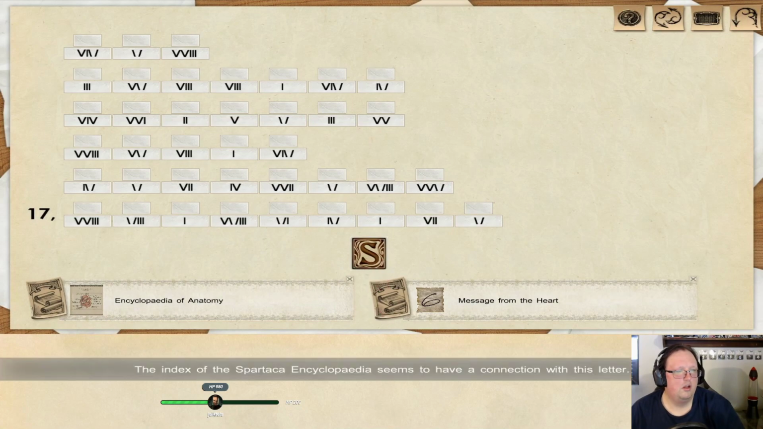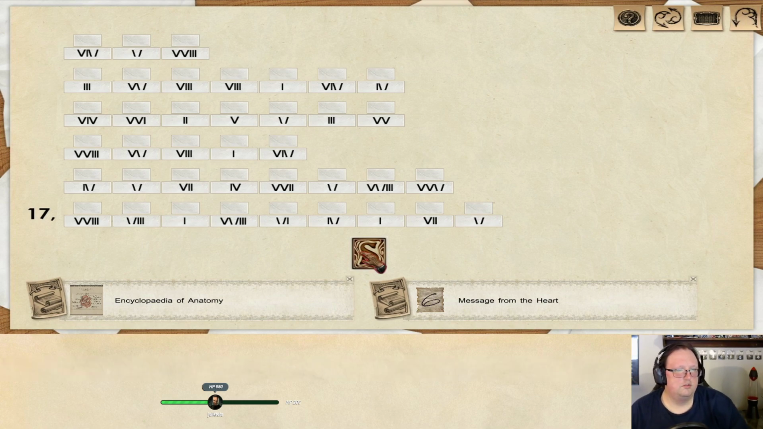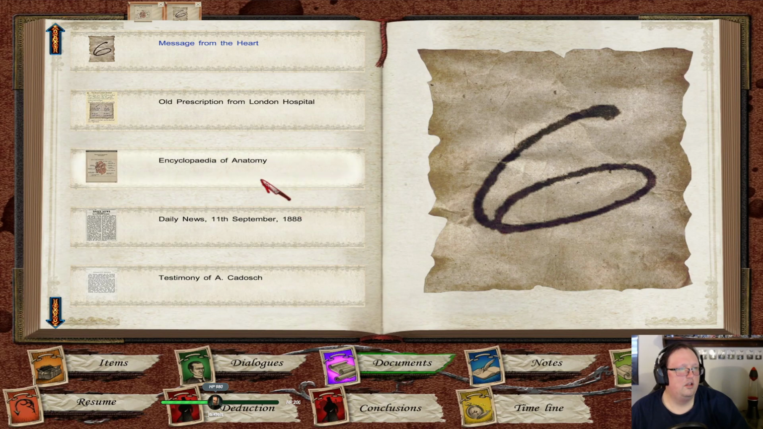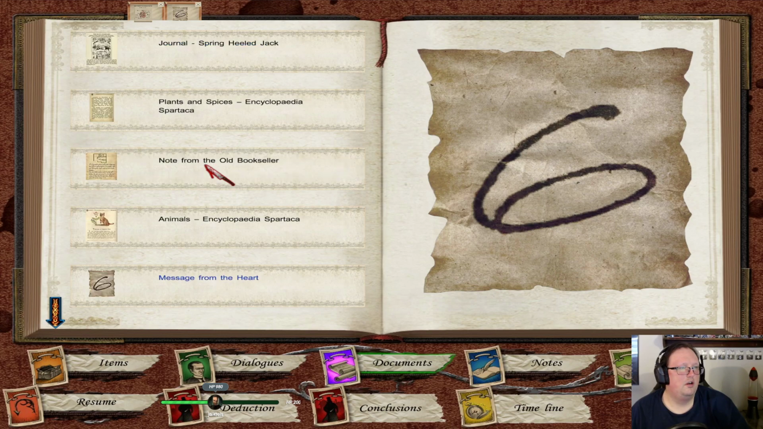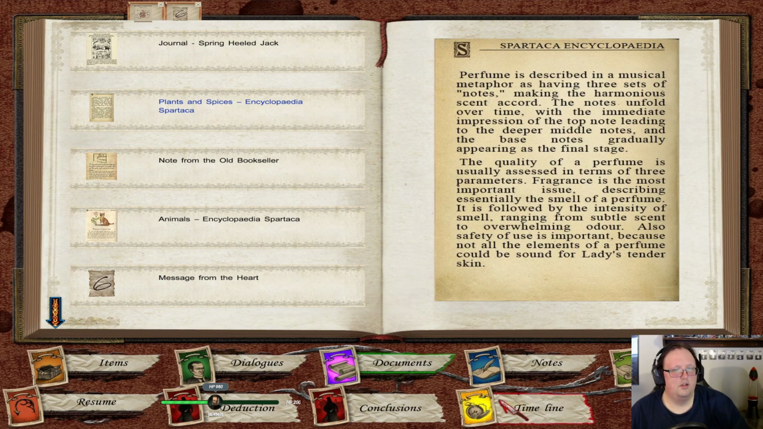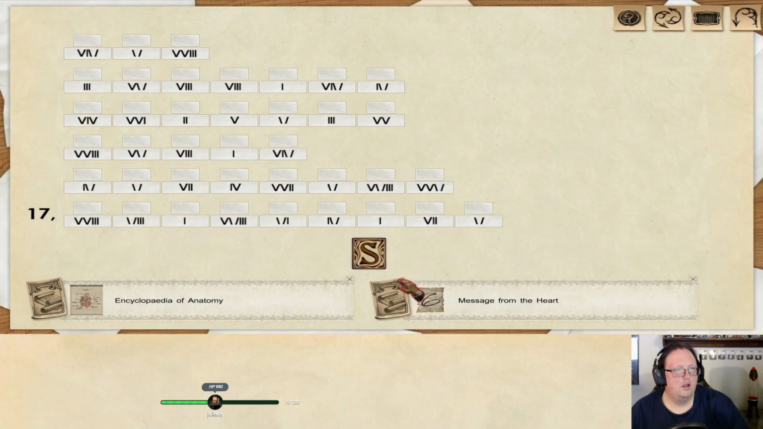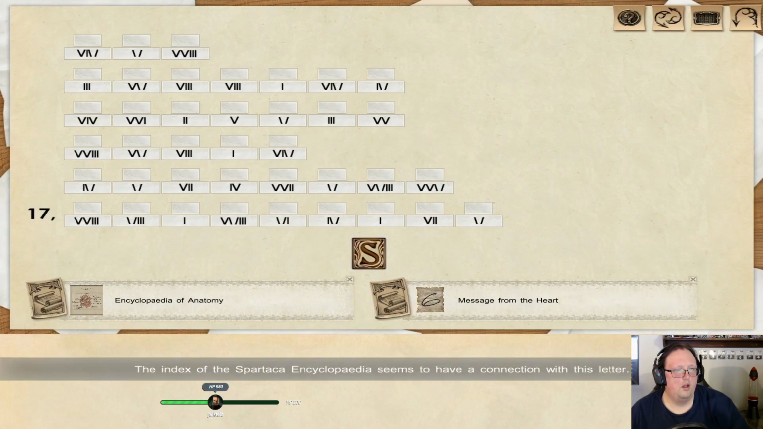The index of the Spartacus encyclopedias seems to have a connection with this letter.